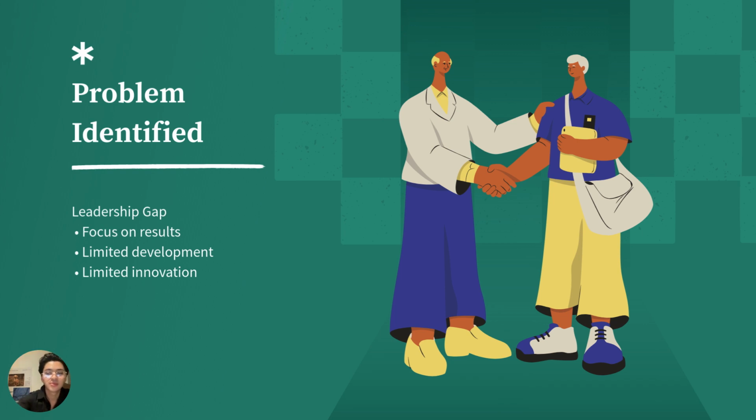The main problem identified in this workplace is that leadership focuses heavily on results but less on employee development and innovation. When employees feel that only numbers matter, they may hesitate to propose creative ideas or experiment with new strategies. This situation creates an opportunity to redesign leadership practices in a way that promotes both performance and growth.